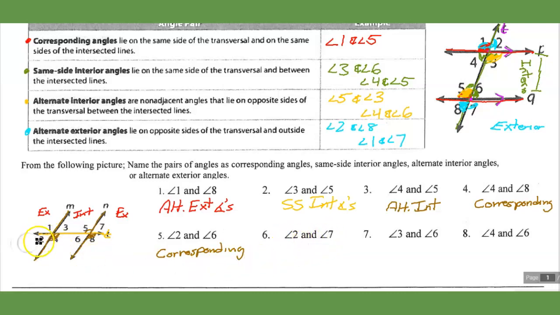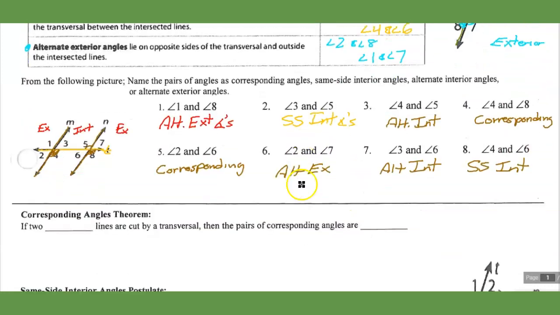2 and 7 are both on the exterior, and they're on alternating sides. So we just got alternating exterior. 3 and 6 are both on the interior on alternating sides. So we have alternating interior. And then 4 and 6, right here. They're on the interior and on the same side, both on the bottom or below the transversal. So we're going to have same side interior angles. There we go. That's good practice naming those.